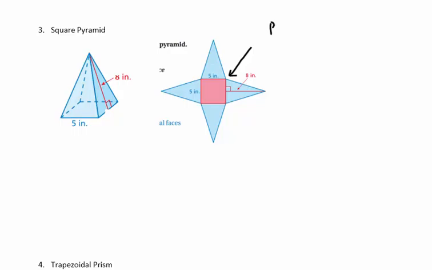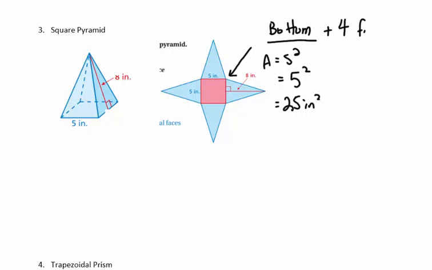So the bottom is a square. A equals S squared. It's 5 inches, so 5 squared is 25 inches squared. And we have 4 faces that are triangles, so 1/2 base times height.